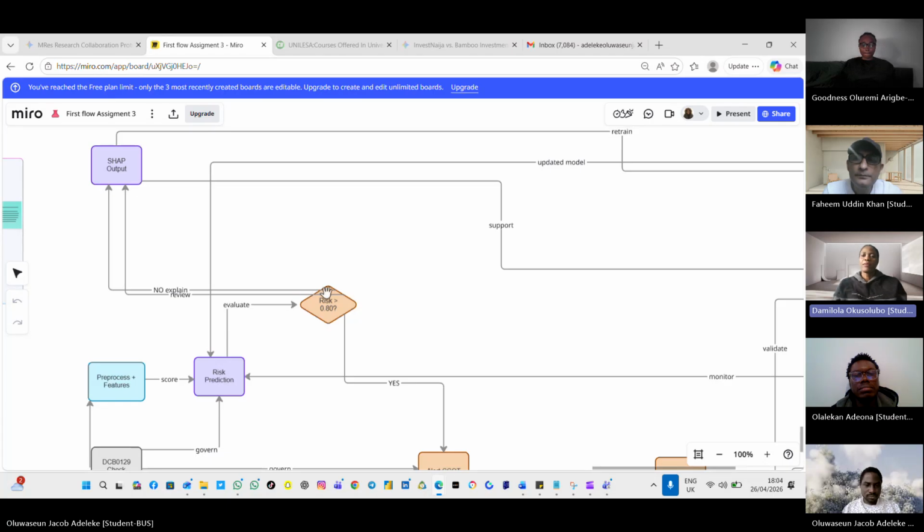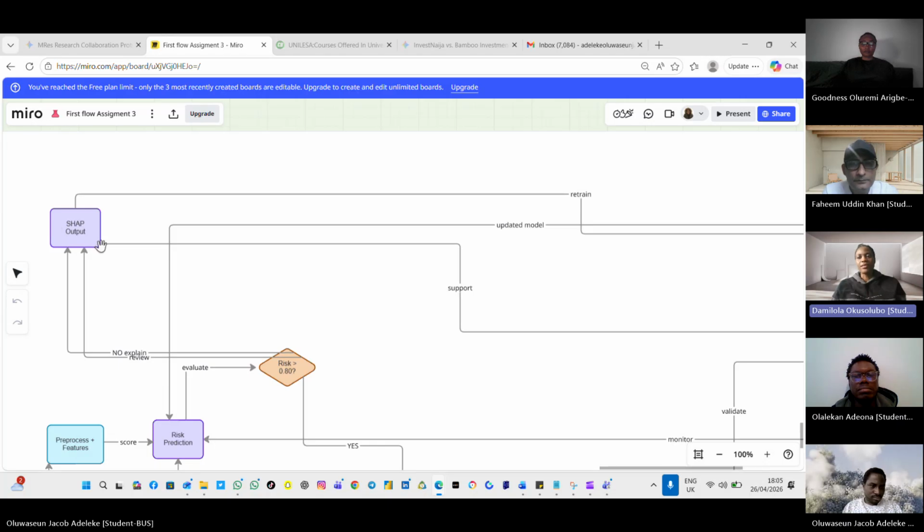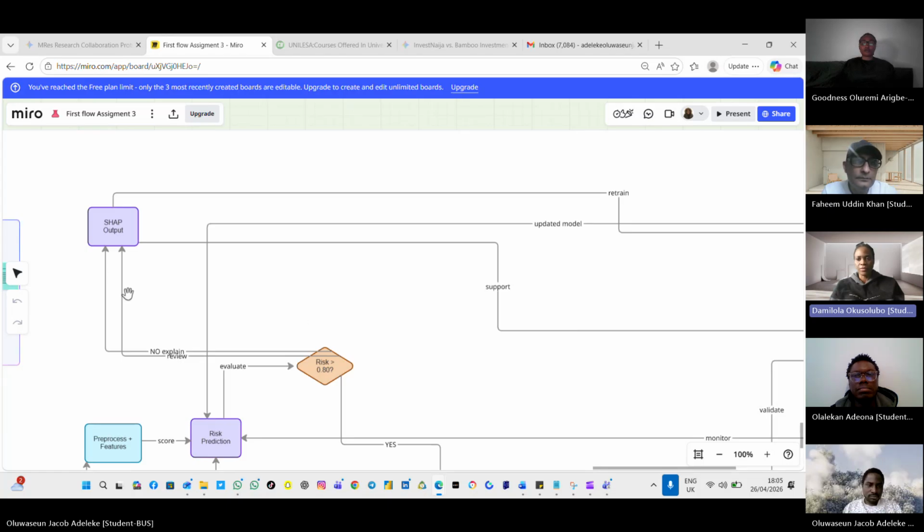Thank you. My name is Damilola Okusolubo, and I'll be looking at the black box. This part focuses on making the AI explainable and trustworthy. In the diagram, we can see the SHAP outputs that link through the support pathway. This is the key. Instead of just giving the risk score, the system gives the reason why it makes that decision.